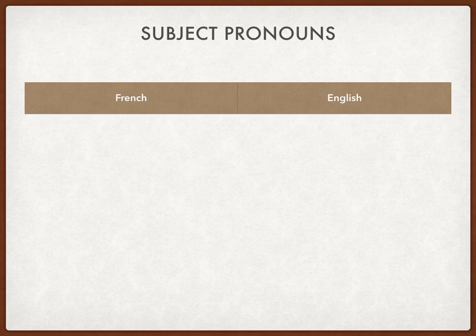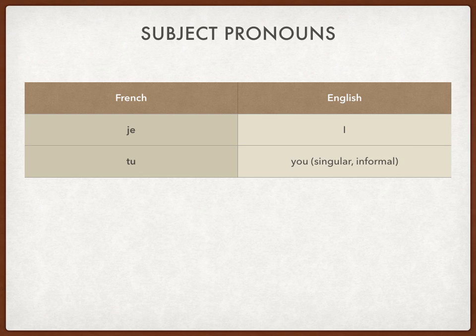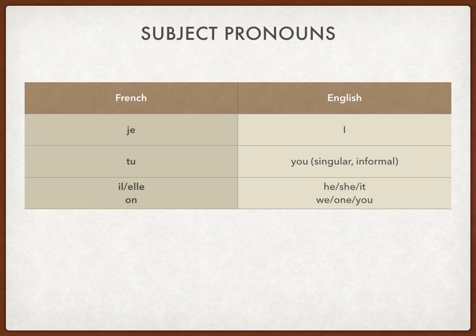The people who are doing verbs are called subjects, and here are the different subject pronouns which we need to know and recognize. So, French and English. We should already know these by now, so je means I, tu is you, used of one person in an informal context. Il or elle means he, she, or it, depending on whether the thing is masculine or feminine, while on is a more general word that can mean we, one, or you, depending on the context.